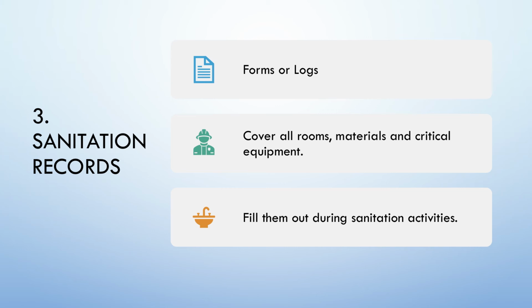Third, create forms to record the sanitation activities as they are being performed. So when cleaning and disinfecting a particular room, you have to make sure you're recording that the process has been done. If you don't record it, there's no way for you to prove that it's been completed. So make sure you carefully design your forms to cover all the rooms, all the equipment, all the materials that require to be sanitized, and fill them out when your sanitation process is being conducted.